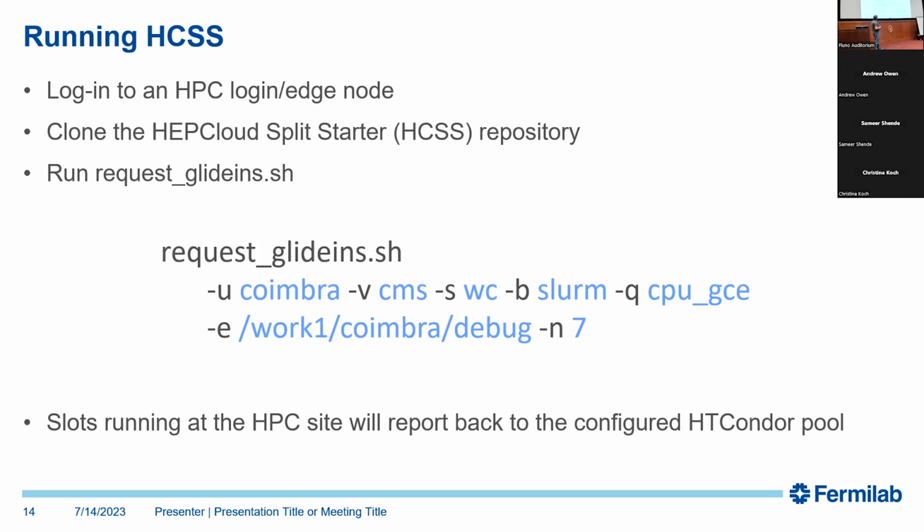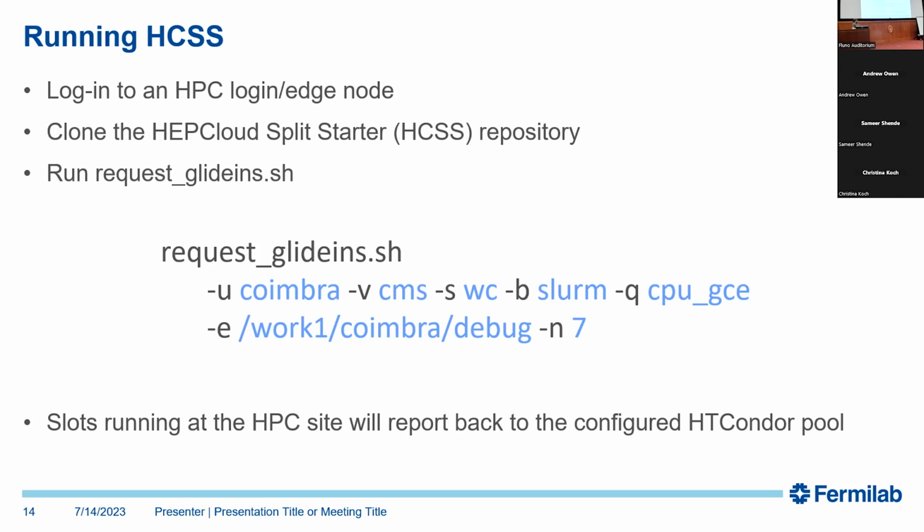And -E here stands for edge directory. So this is essentially where you want to deploy the software skeleton that you need to do the submission, to store the logs, and basically everything you have, the job outputs as well, everything's going here. And this -N here is how many jobs you want to submit for that specific site. So how many glidings you want to have there.